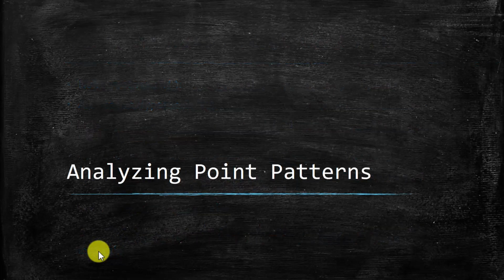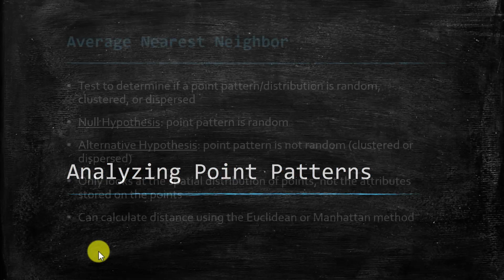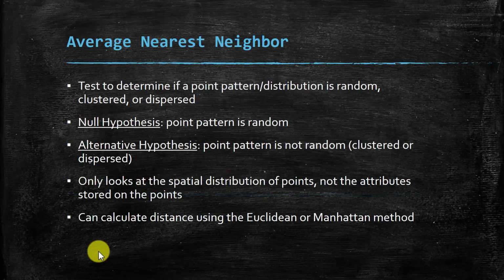Okay, so we're going to start off with arguably the simplest spatial statistics, and those are statistics that are designed to just simply look at point patterns. So whether a point pattern is random, dispersed, or clustered in some way. The test we use for that is known as the average nearest neighbor test. So here's what it does. It's a test to determine if a point pattern or distribution is random, clustered, or dispersed.